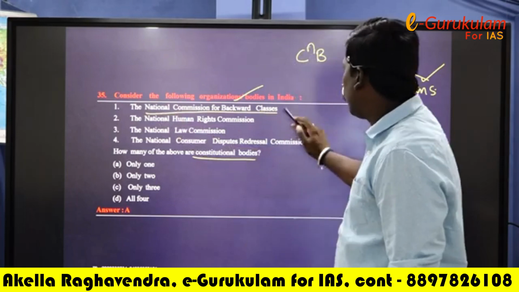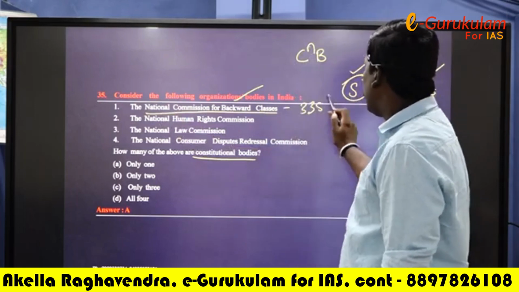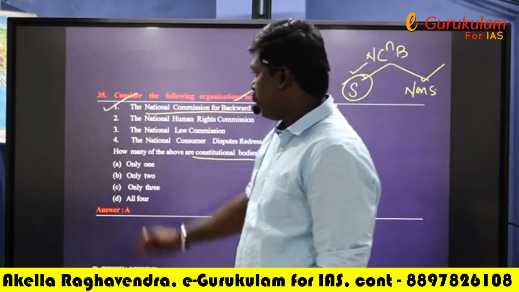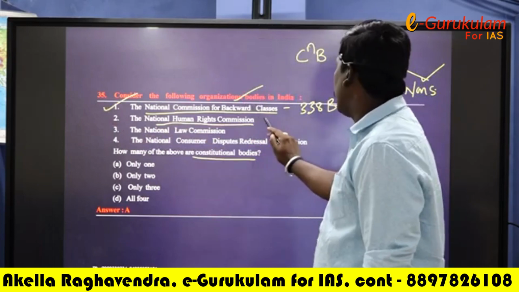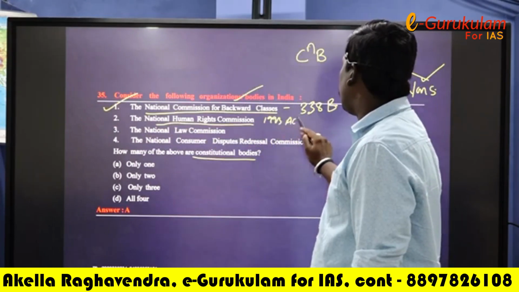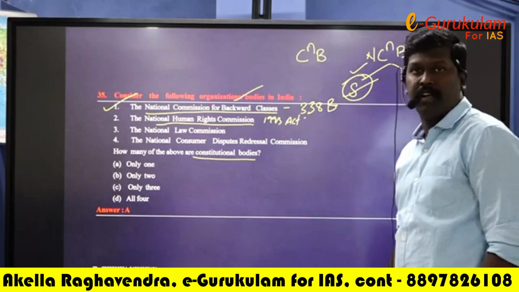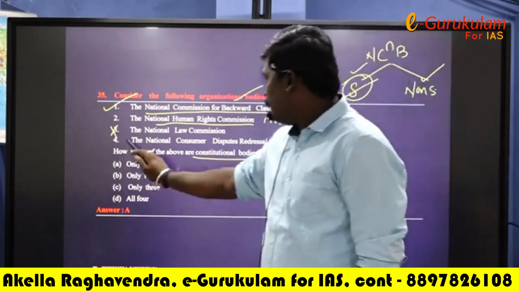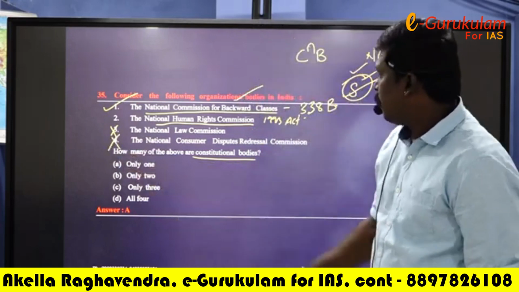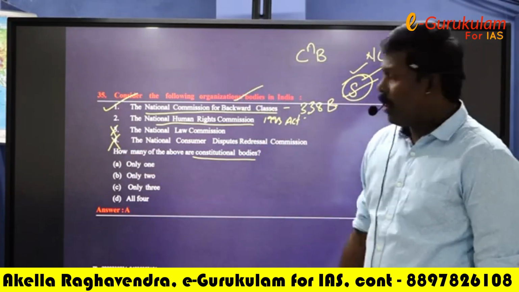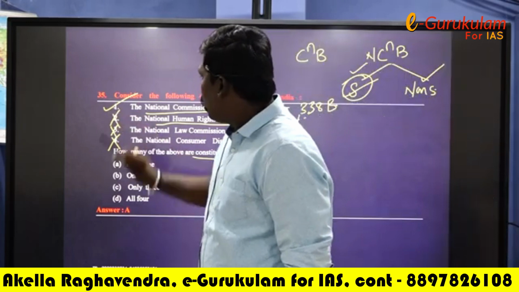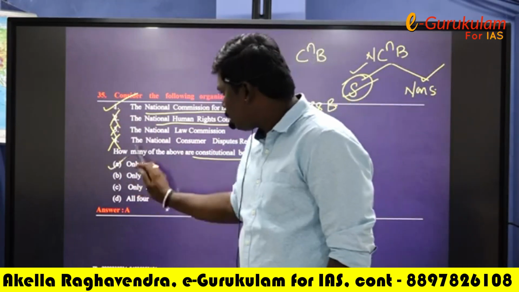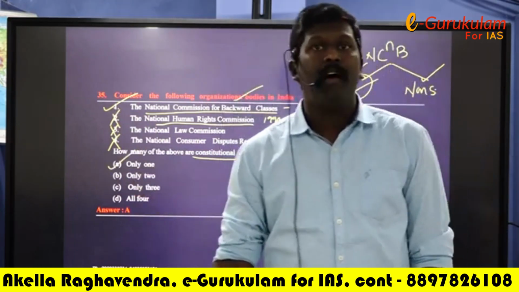National Commission for Backward Classes, Article 338B, is a constitutional body for sure. National Human Rights Commission, 1993 Act, is not a constitutional body, it is a statutory body. National Law Commission is a statutory body. National Consumer Dispute Redressal Commission is also a non-constitutional body. So only one is a constitutional body among the above.